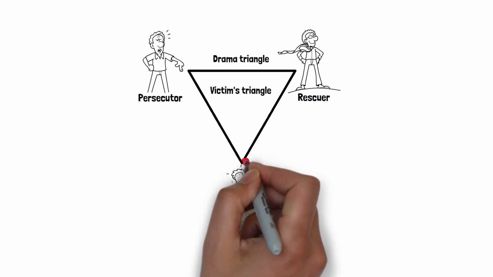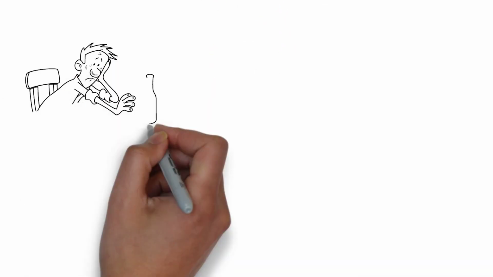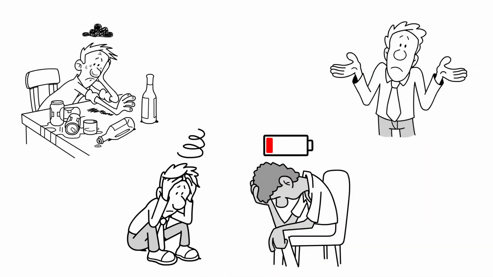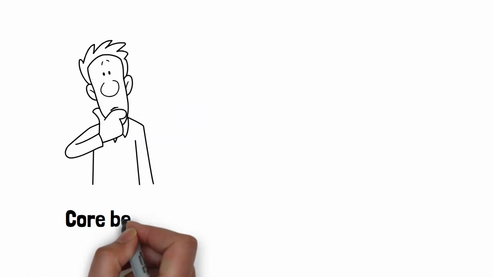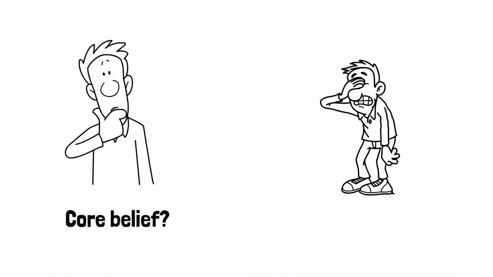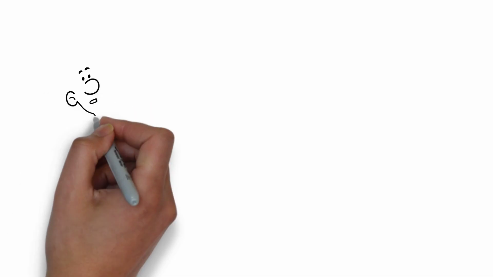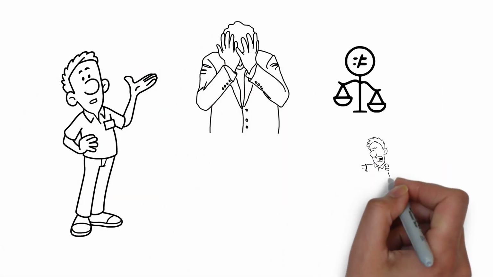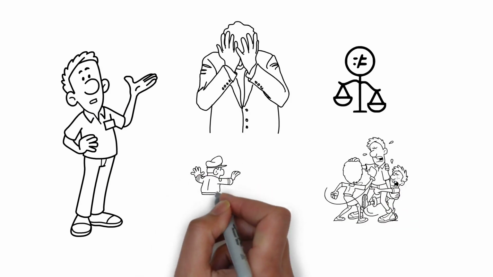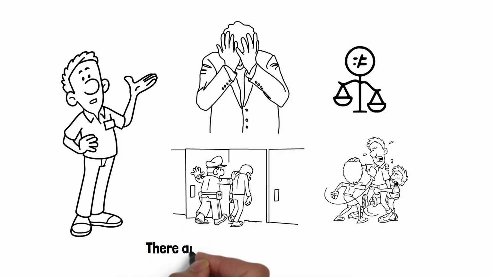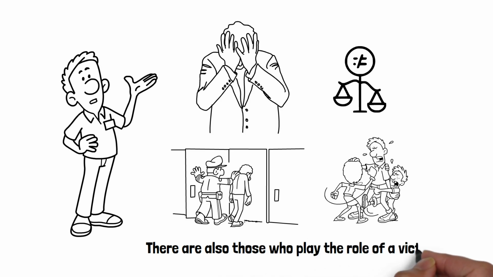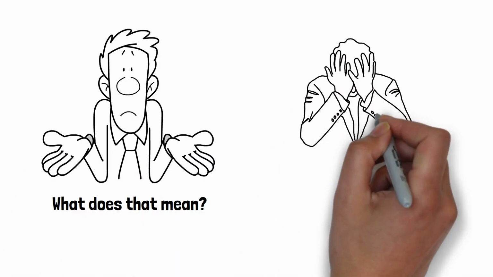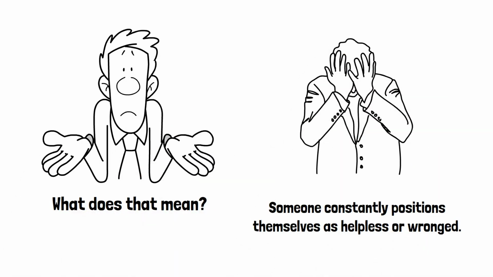Let's start with the victim role. This person feels helpless, oppressed, and powerless, often believing they have no control over the situation. Core belief? My life is hard and unfair. Poor me. Now, while there are real victims, people who have genuinely suffered harm or injustice, such as a child being bullied at school or someone losing their job unfairly, there are also those who play the role of a victim. What does that mean? It's when someone constantly positions themselves as helpless or wronged.